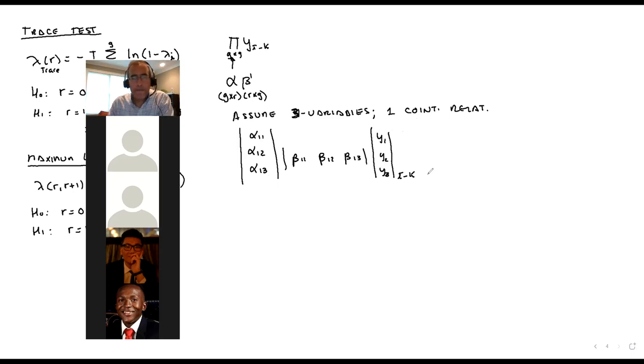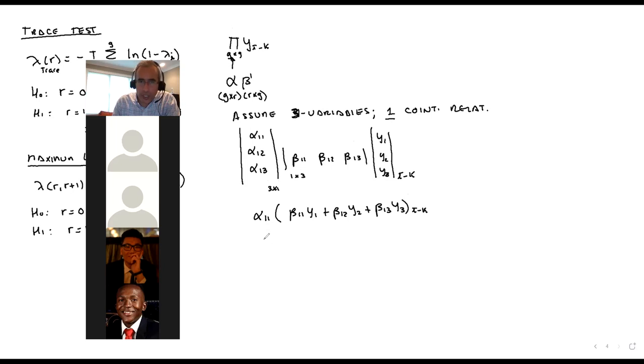Okay. So if we take a look, remember this is a three times one, this is a one times three. So if you multiply this one, you obtain a 3 by 3, and the 3 by 3 is this pi. Okay. But I'm assuming that I have only one co-integration vector. So I will just take the first column of this one here. So I will do alpha 1,1 that multiplies beta 1,1, y1 plus beta 1,2, y2 plus beta 1,3, y3, all of this t minus k.